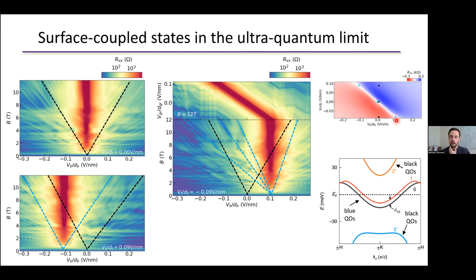And if we just map out how the projections of these two fans move as a function of gate voltages, it doesn't matter which gate we sweep, we have the same physics. We always have one set of quantum oscillations projecting to zero. Those are the surface localized states, these checkerboard regions. And then we have another one that tracks the line of overall neutrality. Those are these diagonal regions or these blue states.